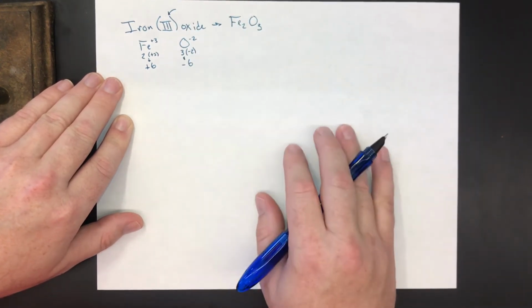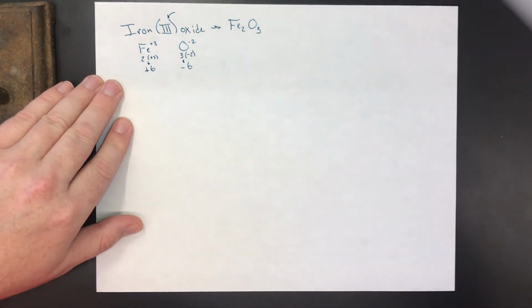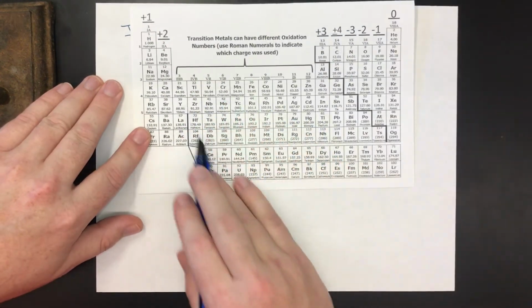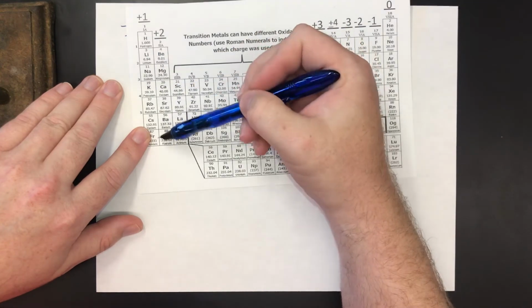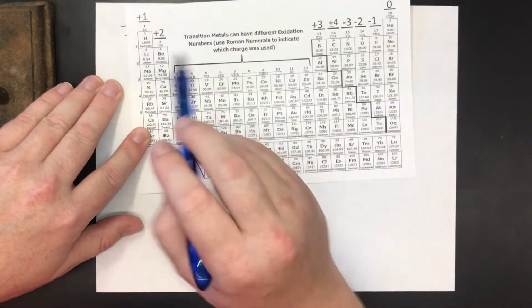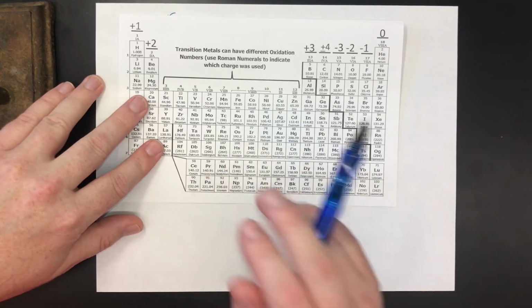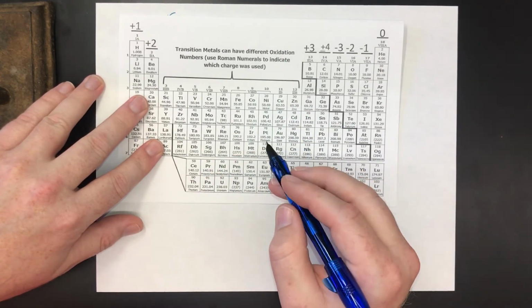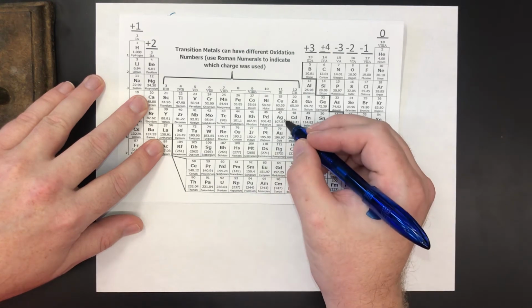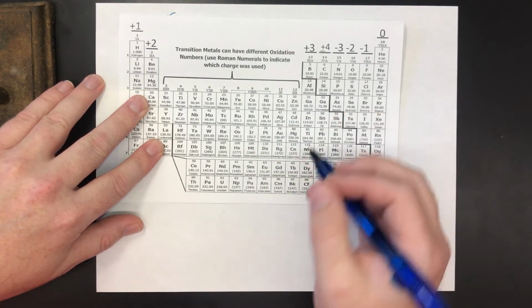So when do we use Roman numerals? We use Roman numerals when we have a transition metal. We don't need them on the first 2 groups because I know exactly what their charge is already. We also don't need them if it's a particular element that we know the charge of already. Silver is always +1. Zinc is always +2.